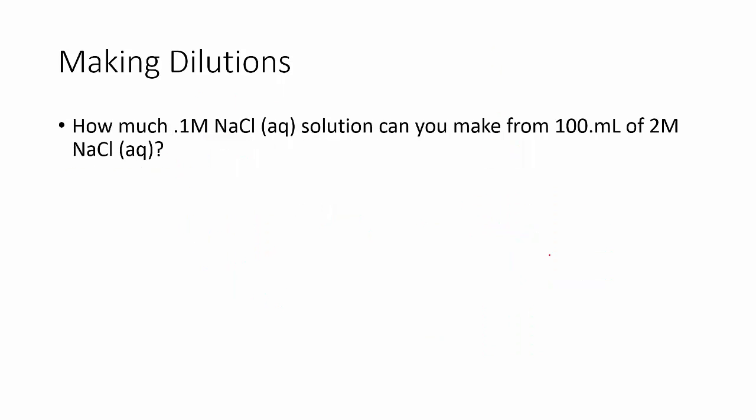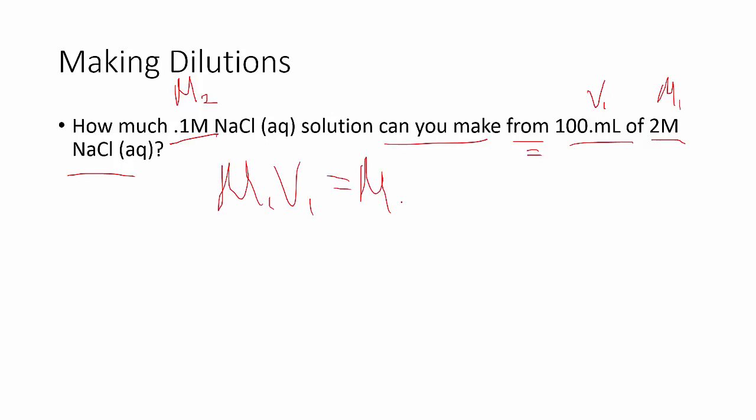I think I got one more for us. How much 0.1 molar NaCl solution can you make from 100 milliliters of 2 molar NaCl? The "from" is telling us that this is what we started with, so that's my initial volume and my initial molarity. And this over here is a molarity, so that must be the new molarity. Again, my formula is M1V1 equals M2V2, and here they're asking how much, so they want V2. That's what I'm trying to solve for.